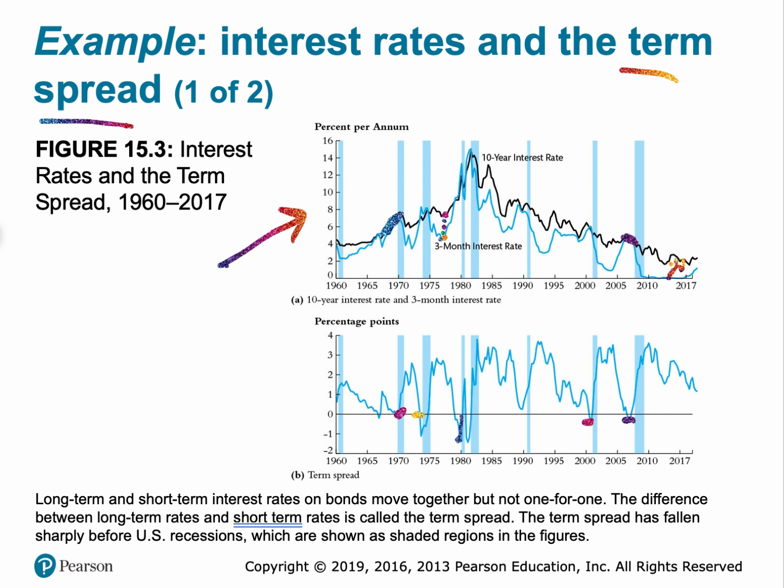So this is a very good predictor for recessions and for growth rates generally, because when the yield curve or the term spread inverts, when long-term interest rates go below short-term interest rates, that is a very good predictor of an oncoming recession.